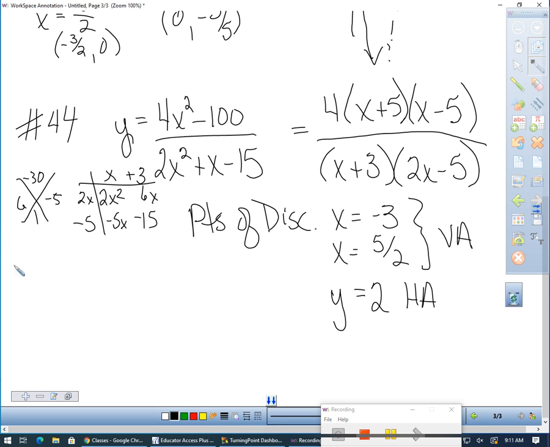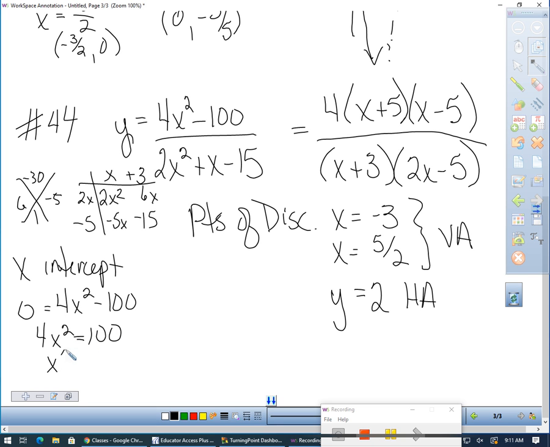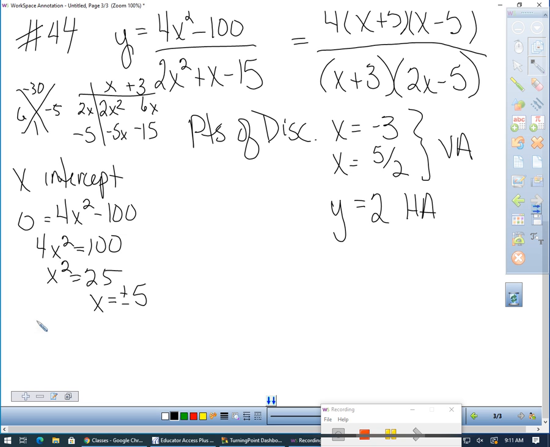Alright, let's find our x-intercept. X-intercept means I plug 0 in for y, multiply this all over there, and I get 0 equals 4x squared minus 100. So solving for this, I would have 4x squared equals 100. Dividing both sides by 4, x squared equals 25, which means x equals plus and minus 5. Those intercepts would be 5, 0, and negative 5, 0.